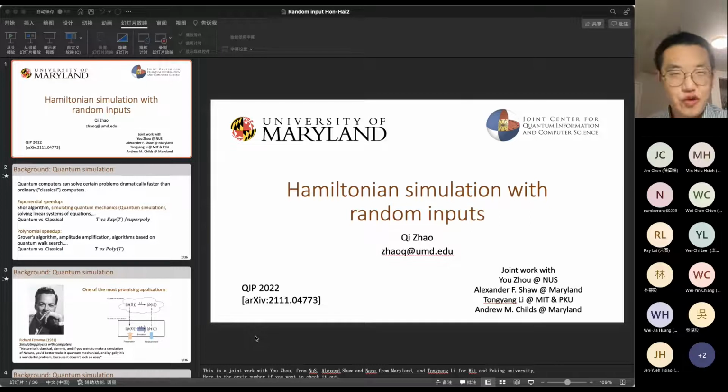Thank you, everyone. Thank you, Guojin, for your nice introduction. And also thank the Hong Hai Quantum Group for giving me this opportunity to introduce our recent work. This work is about quantum simulation with random inputs. Here is our arXiv number. If you want to know more details about this paper, you can check it out.